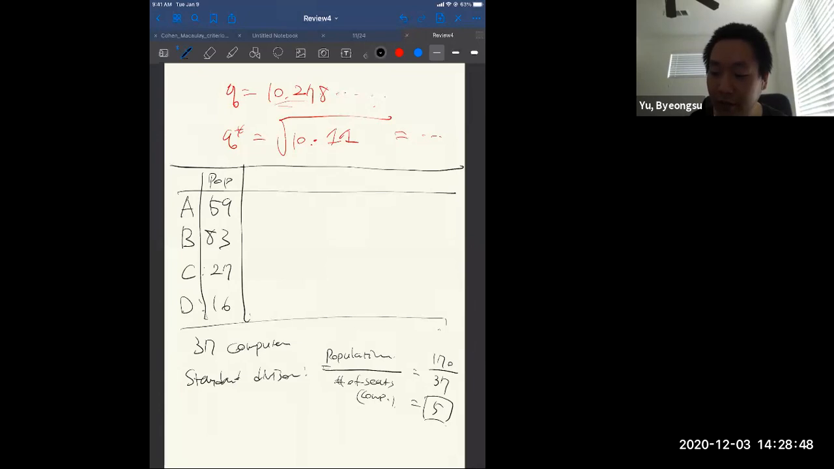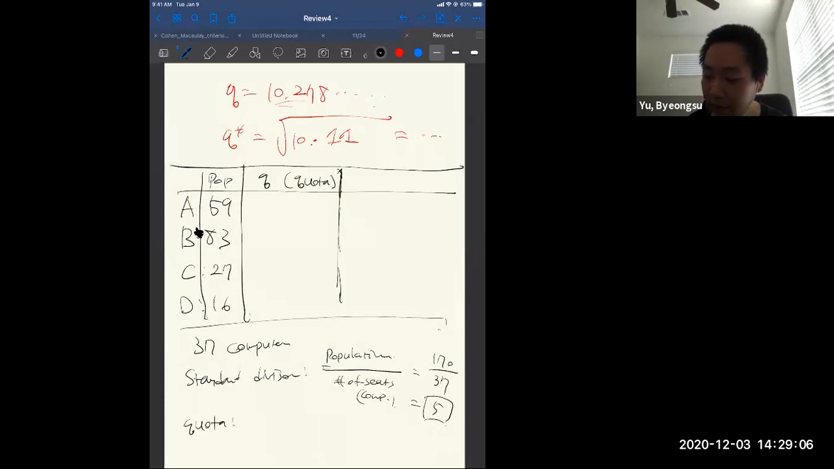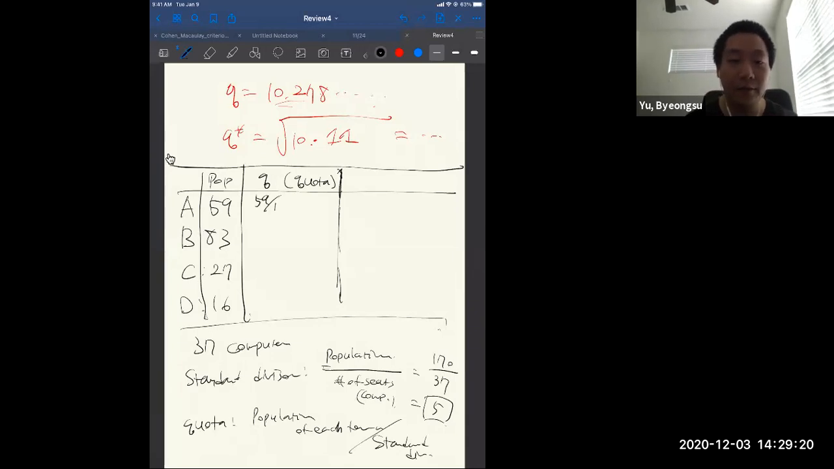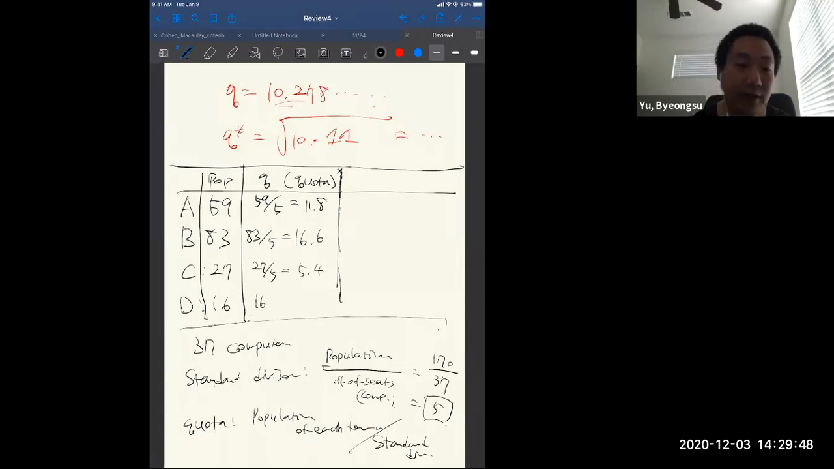Then you need to find Q, or quota. The quota is just dividing the population of each town by the standard divisor. So here, A is 59 over 5, which is 11.8. In the case of B, it is 83 divided by 5, which gives you 16.6. The quota of C is 27 divided by 5, which gives you 5.4. And the quota of D is 16 divided by 5, so it is 3.2, right?